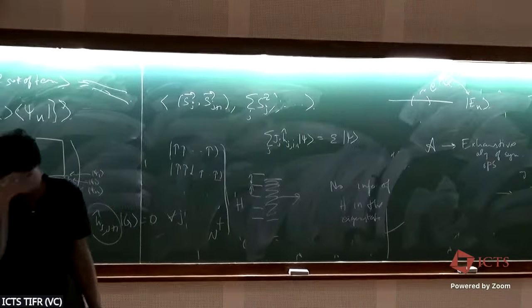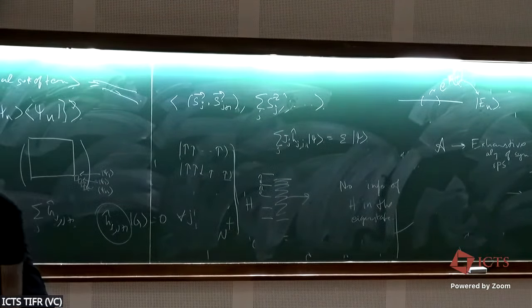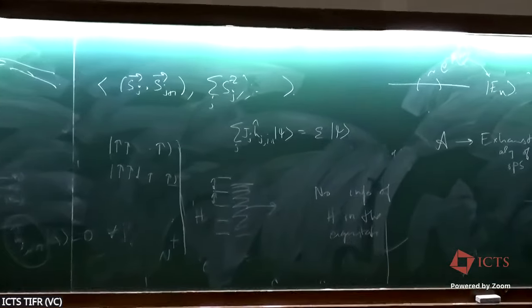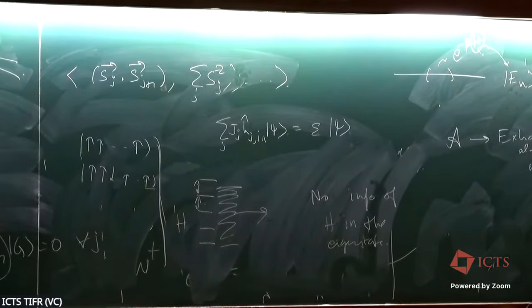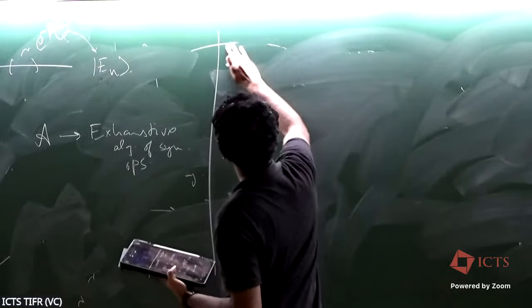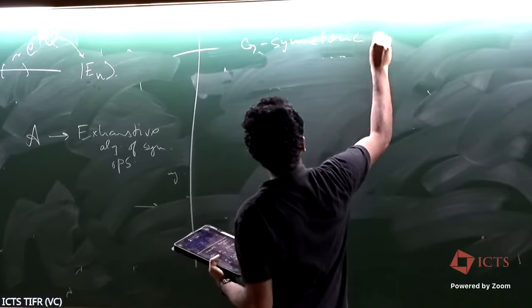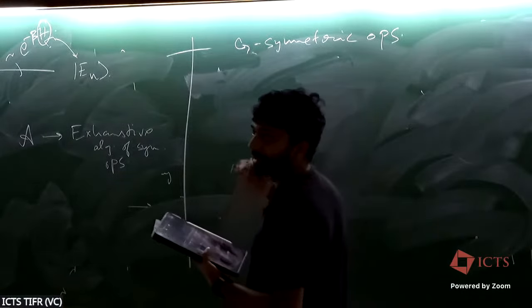Okay, so maybe let's return to something a bit more familiar, which is to connect all of this to things which have been mentioned earlier in this conference. Suppose I want to do this procedure for G symmetric operators. So how do I do this?